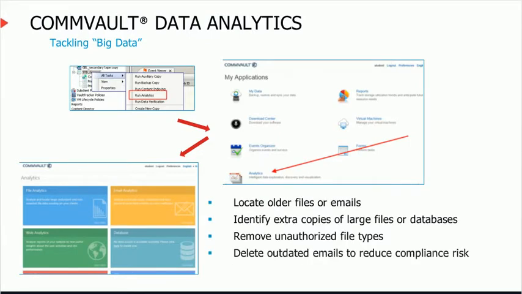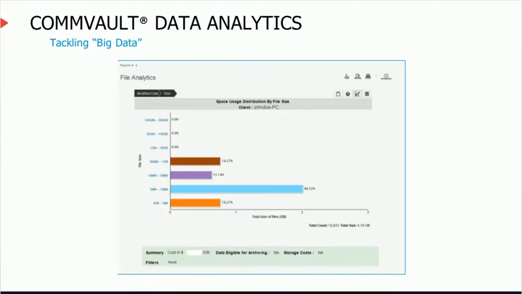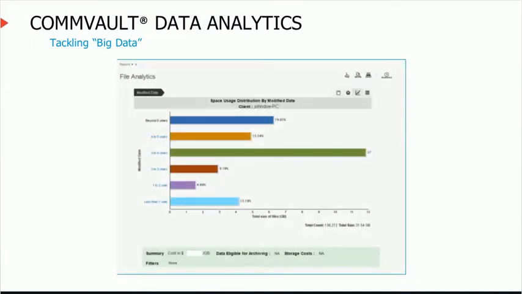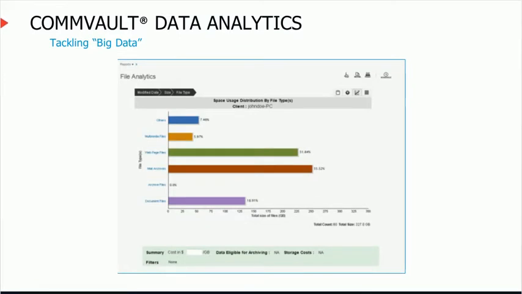Data analytics allows you to view statistical information about the unstructured big data in your environment, such as files and emails. With this information, you can quickly assess the current state of your big data, take actionable steps to retrieve valuable storage space, and mitigate the risk of compliance-related issues. Shown here are just a few example file analytics reports: file distribution by file size, file distribution by modified date, and file distribution by file type.